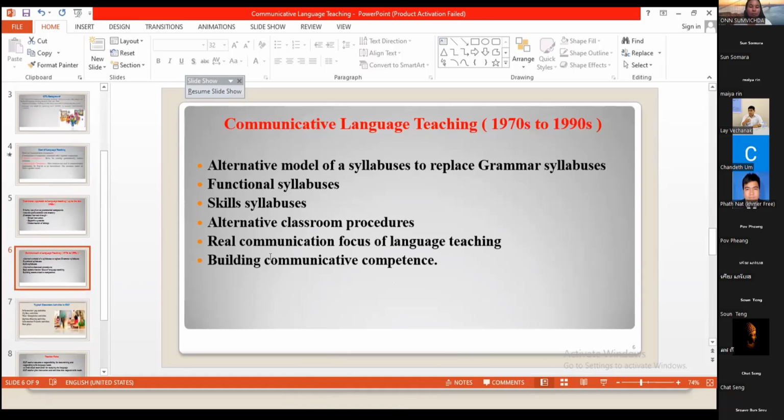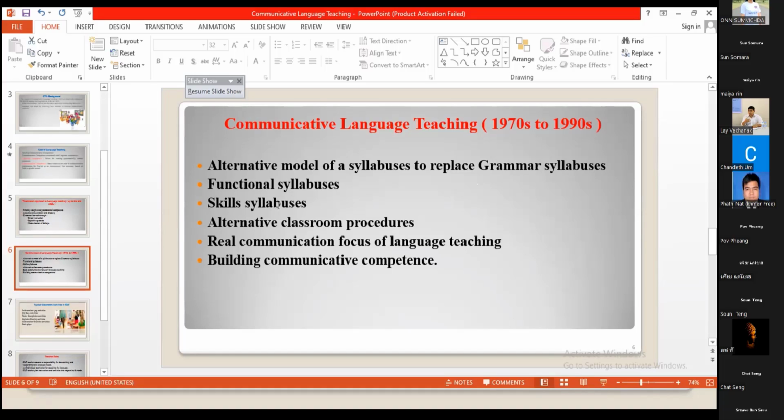But lately, with the new one, communicative language teaching, in the years 1970 to 1999, we have changed from linguistic competence to communicative competence, in order to have an alternative model of syllabus to replace the grammatical syllabus. Previously we focused too much on the grammatical and functional syllabus and the skill syllabus.